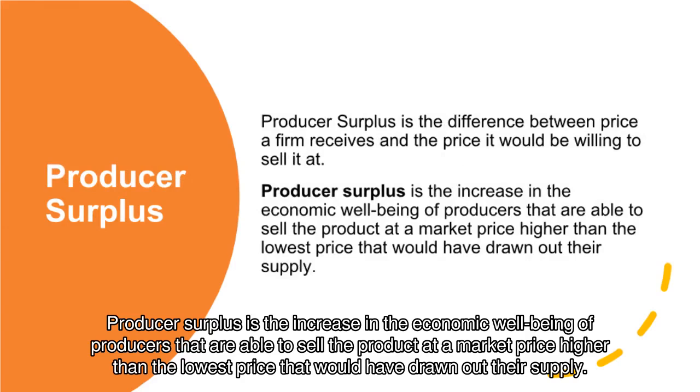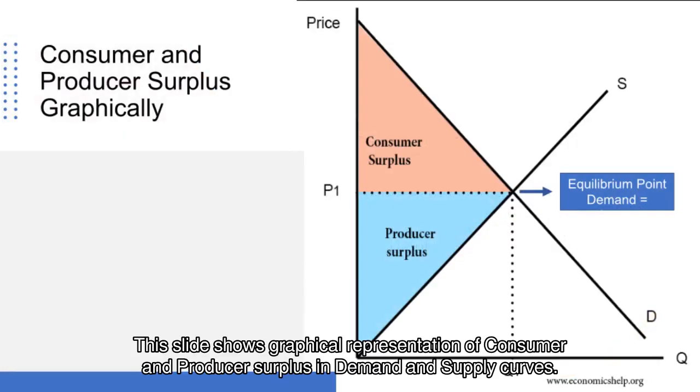Producer surplus is the increase in the economic well-being of producers that are able to sell the product at a market price higher than the lowest price that would have drawn out their supply. This slide shows a graphical representation of consumer and producer surplus in demand and supply curves.